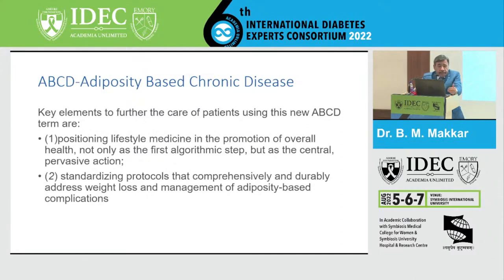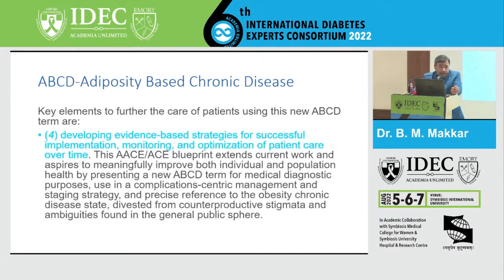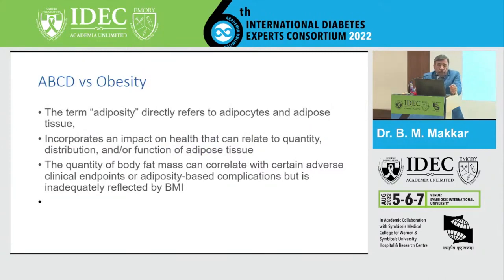The term adiposity directly refers to adipocytes and adipose tissue, not body weight. It incorporates the impact on health that can relate to quality, distribution and function of adipose tissue. All these are important. It is not just the adipose tissue, it is the quantity, it is the quality and the distribution. The quantity of fat mass can correlate with certain adverse clinical endpoints and adiposity-based complications, but is inadequately reflected in the term BMI. BMI just gives you body mass index. It doesn't give you the amount of adipose tissue or dysfunction.